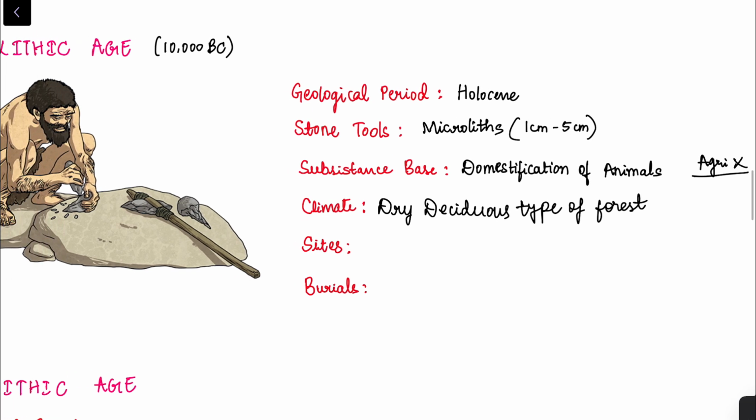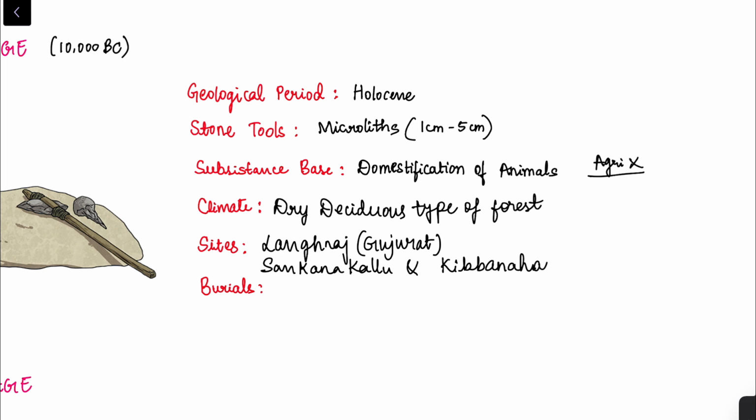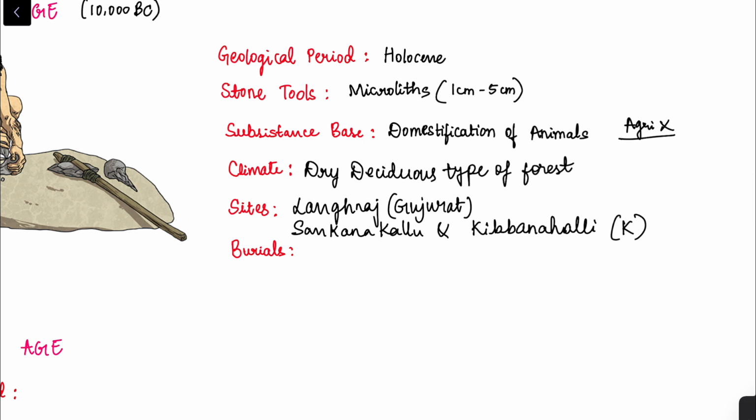And sites of Mesolithic age: Langnuj, Gujarat. And in Karnataka sites, we see Sankanakallu and Kibbanhalli in Karnataka. Okay, we also see burials here, dead body burials, that is found in Mahadaha in Uttar Pradesh. We see man and woman burials together here.